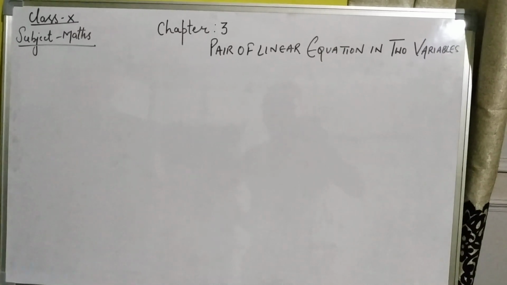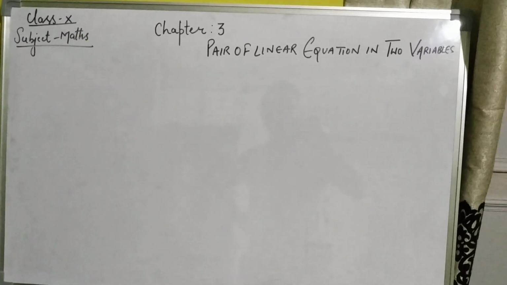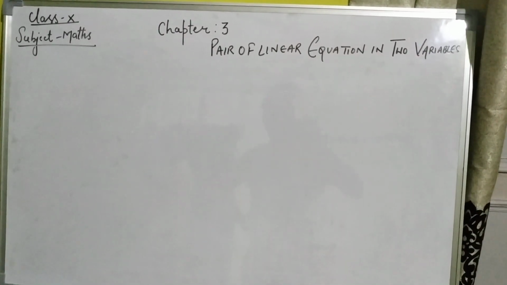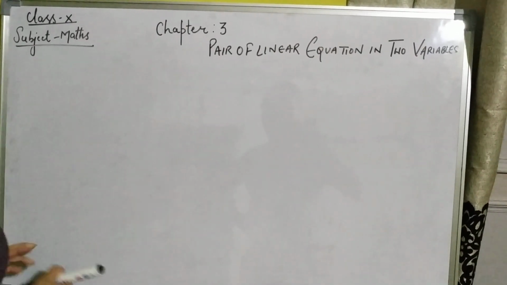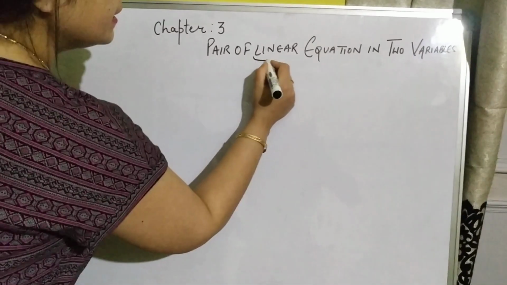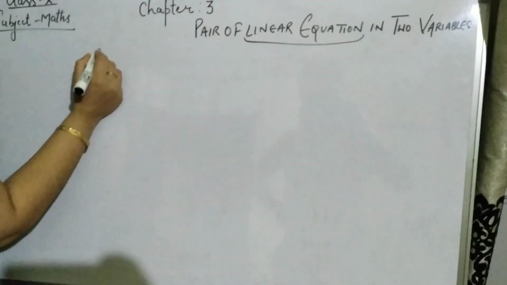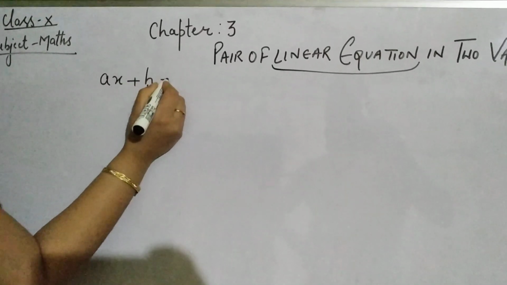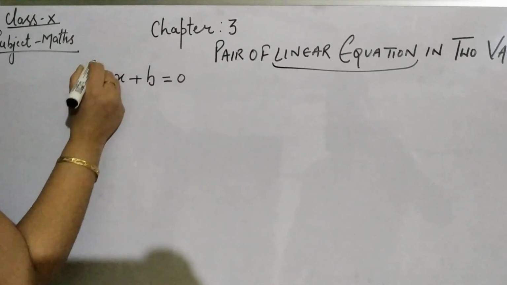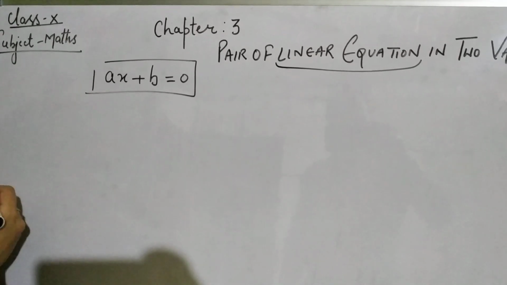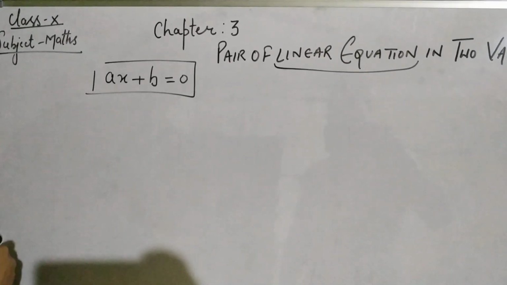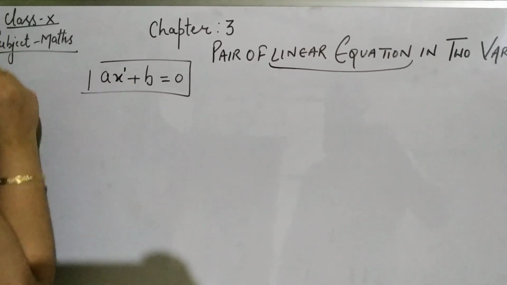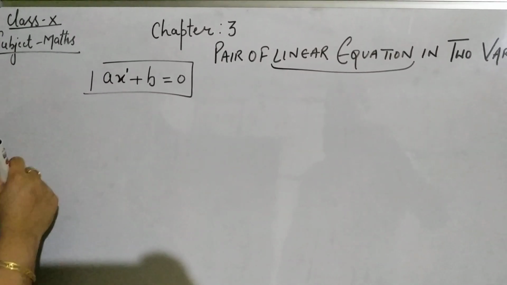Students, today we will start chapter number 3 of class 10th, pair of linear equations in two variables. Now, what is a linear equation first of all? As you know, an equation of the form ax plus b is equal to 0 is a linear equation in one variable, right? Why is it linear? Because the degree is 1, so it is a linear equation.